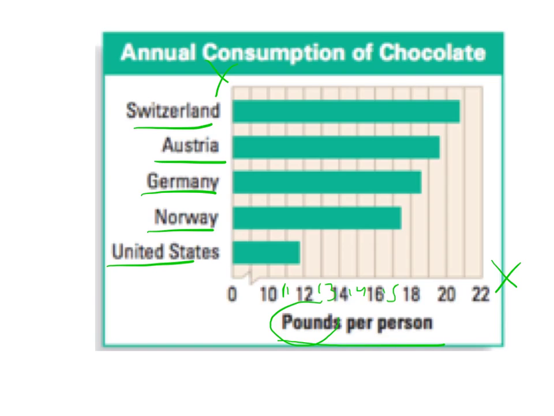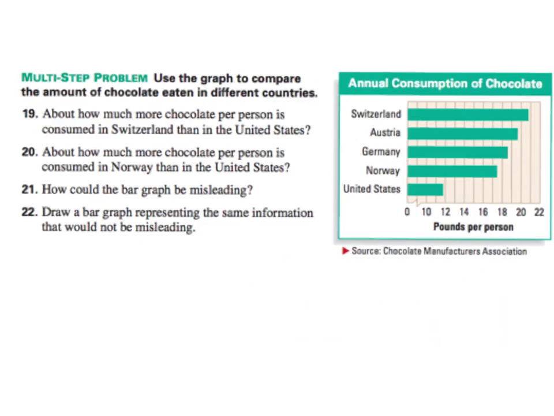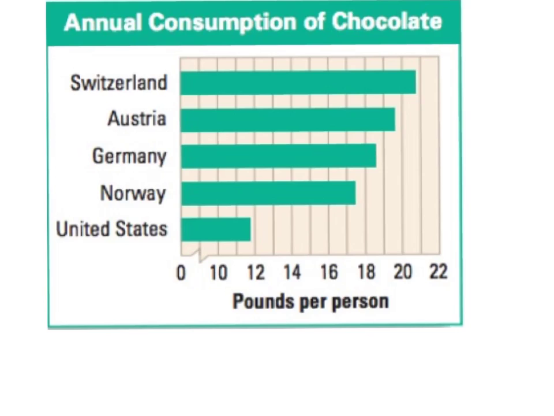Now that we know what's on the graph, we can start solving the problem. If we read our problem again, we can see it says about how much more chocolate per person is consumed in Switzerland than in the United States, and I'm sorry for my bad highlighting. So now we know which two areas we're comparing, and on the graph it is the top and the bottom. So as the problem said, we are comparing Switzerland and the United States. The first thing that we should look at is Switzerland, since it has the greatest.